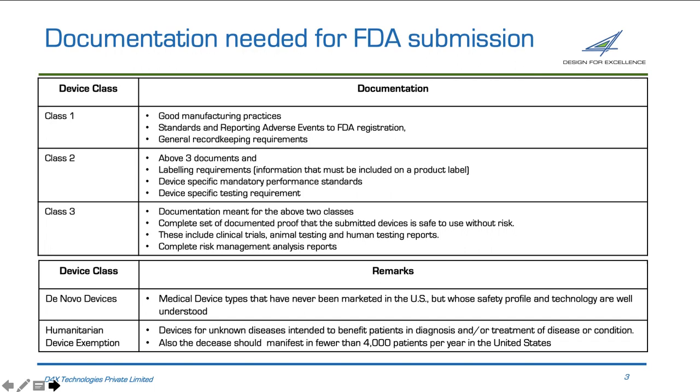In addition to these 3 classes, there are 2 more classes. One is called de novo devices. These are devices not used in USA, but well understood and successful outside, that FDA can clear.